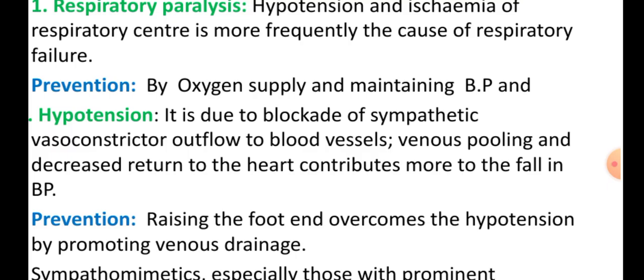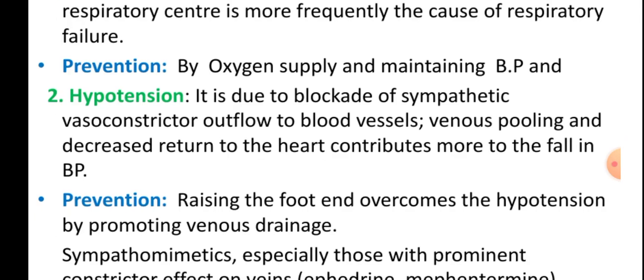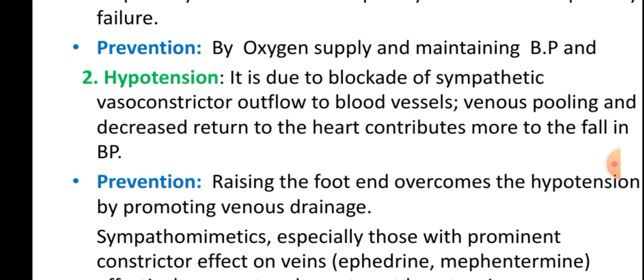Next, another complication is hypotension. It is mainly due to the blockade of the sympathetic vasoconstrictor outflow to blood vessels, venous pooling, and also a decreased return to the heart, which all contribute to the fall in blood pressure. So these are the reasons. How can we prevent the hypotension?